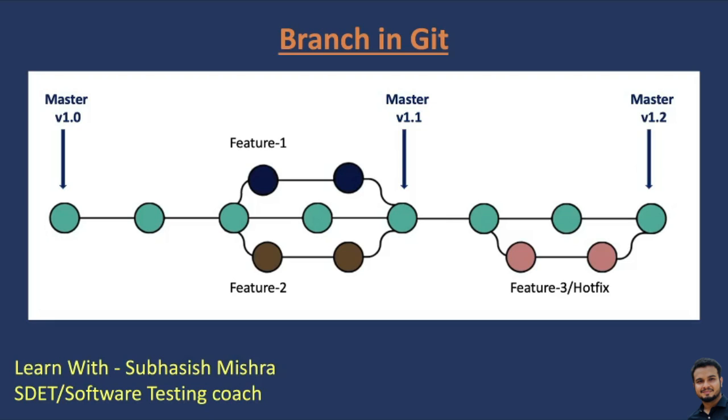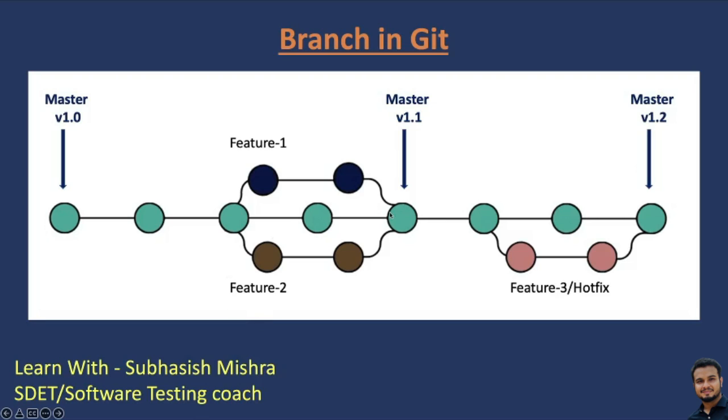Let's assume you are working on a project along with your colleague. You both are working on 2 different features. Here you can see feature 1 and feature 2, and both created 2 different branches from the master branch. Here you can see this is the master branch, with version 1.0, 1.1 and 1.2. From version 1.0 you created a feature branch and you are working on feature 1, and your colleague created a feature 2 branch and is working on feature 2.